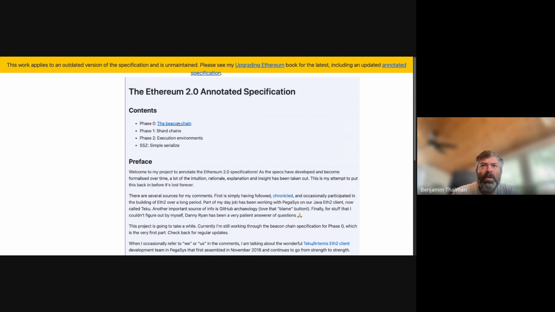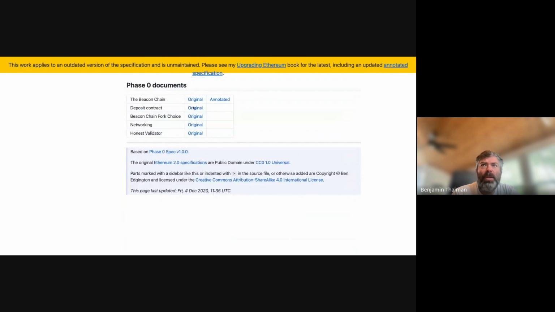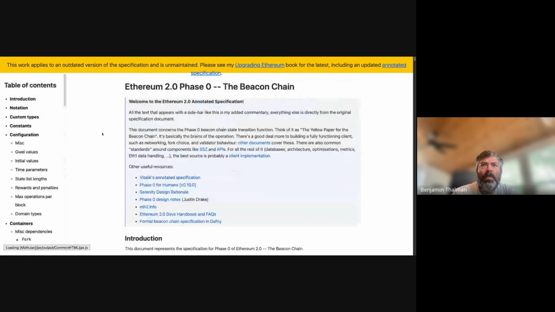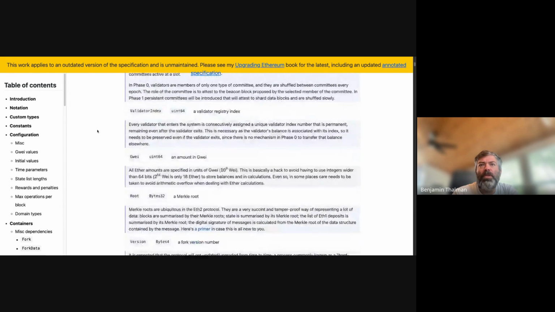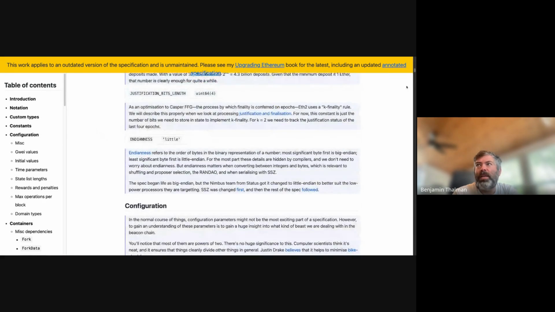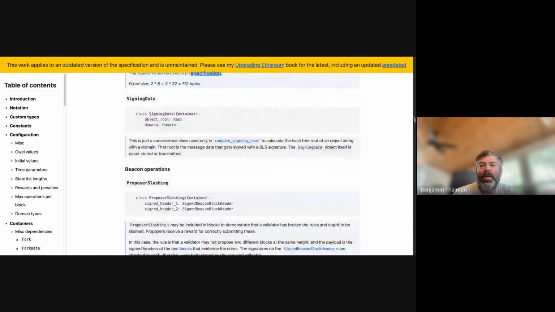Some of them are dated. So if you click through to Beacon Chain, you can see this is phase 0, the initial launch of Beacon Chain. That's what these annotated specs are. But you can go through and you can see in blue all of the notes. And there's a lot here.